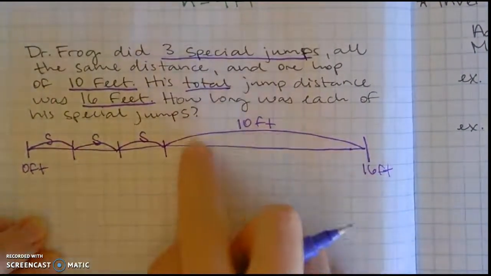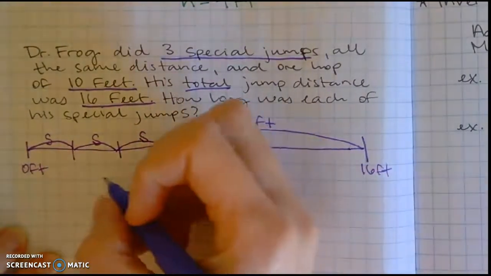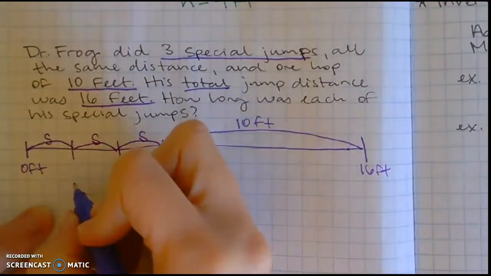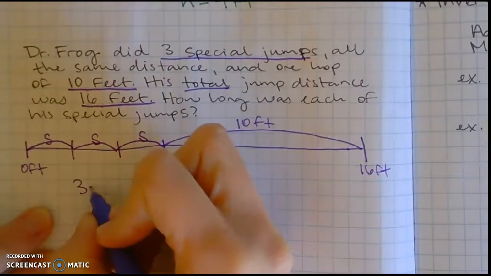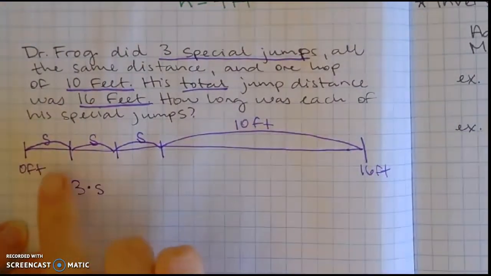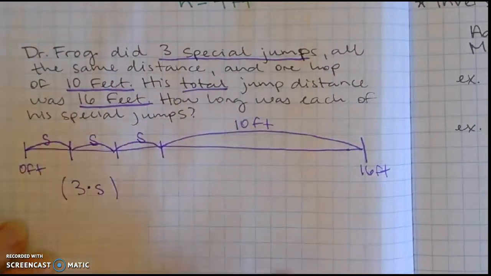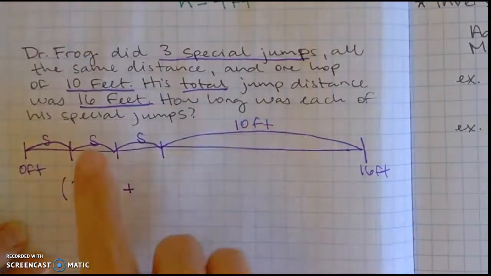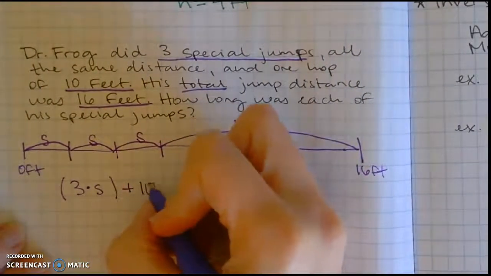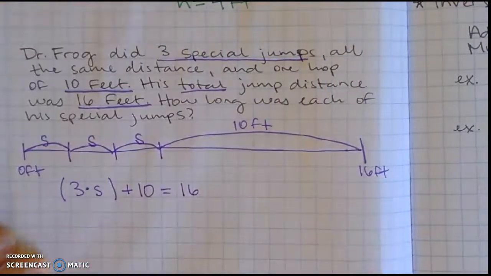So I'm going to have to figure out how to get this right here. So the first thing I know is I have 3 s's. So I multiplied 3 times s to get me this length. Okay, and I'm going to put that in parentheses. And then I have to add that onto 10 feet. And that will get me to 16.